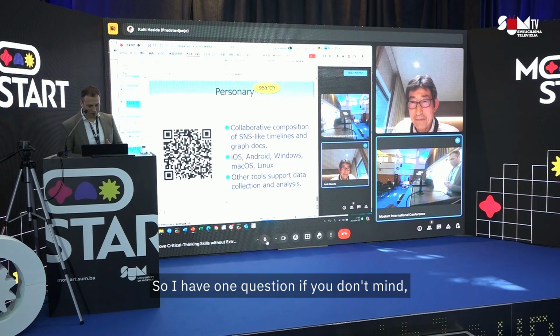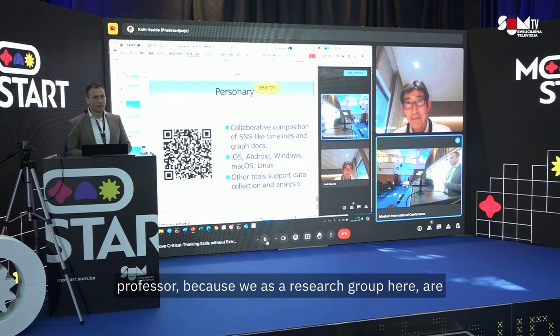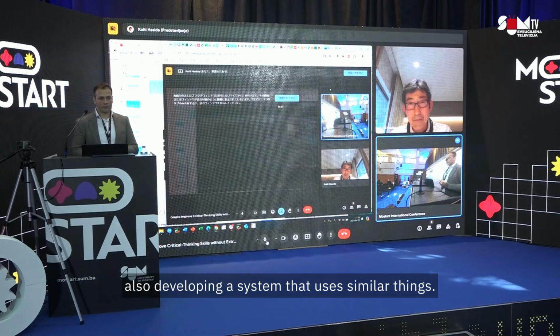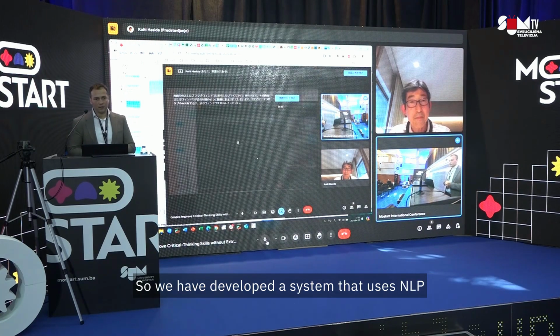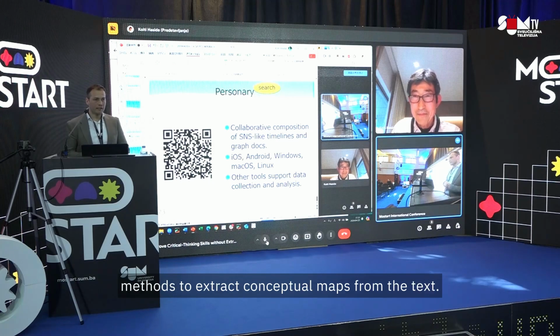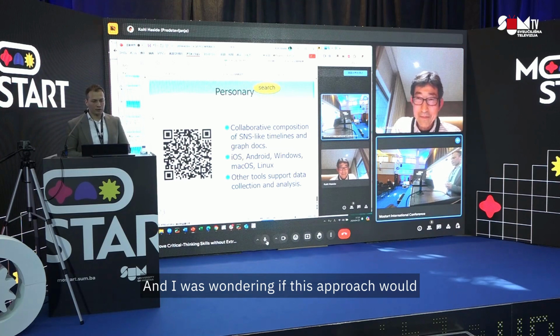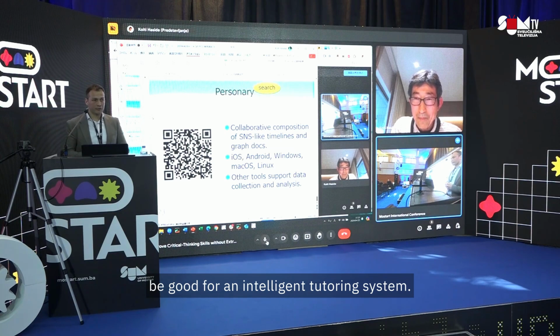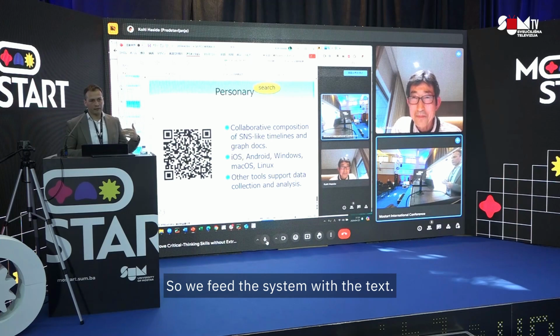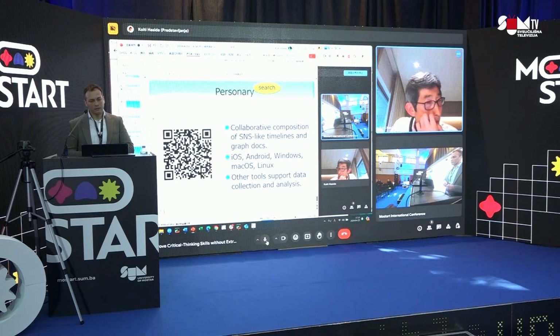I have one question, if you don't mind, Professor, because we as a research group here are also developing a system that uses similar things. We have developed a system that uses NLP methods to extract conceptual maps from the text. And I was wondering if this approach would be good for an intelligent tutoring system. So we feed the system with the text, and should we expect better outcomes when using only conceptual maps?